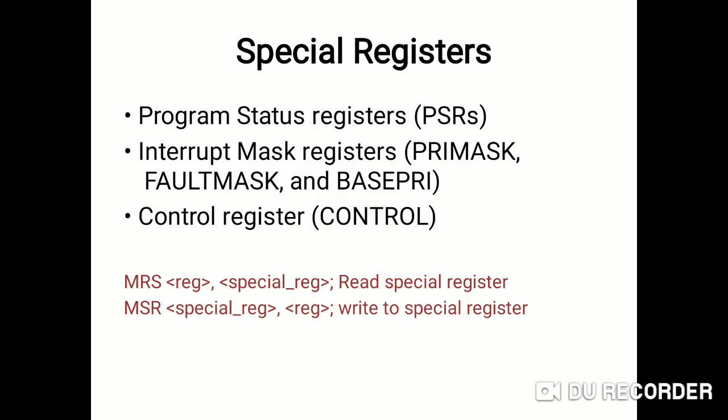Next are the special registers. The special registers in the Cortex M3 processor include three parts. One is the program status register, second is the interrupt masking register, third is the control register. Special registers can be accessed via MSR and MRS instructions. They do not have memory addresses.